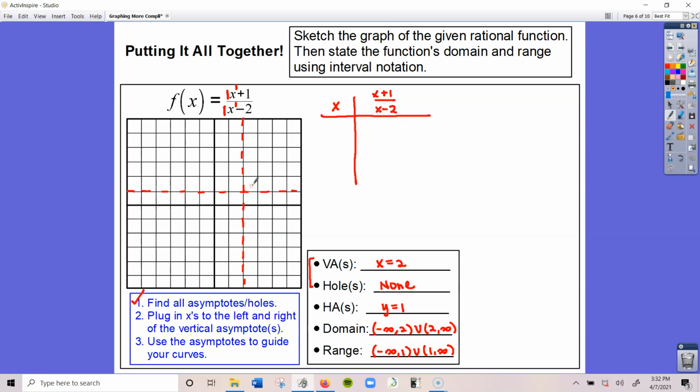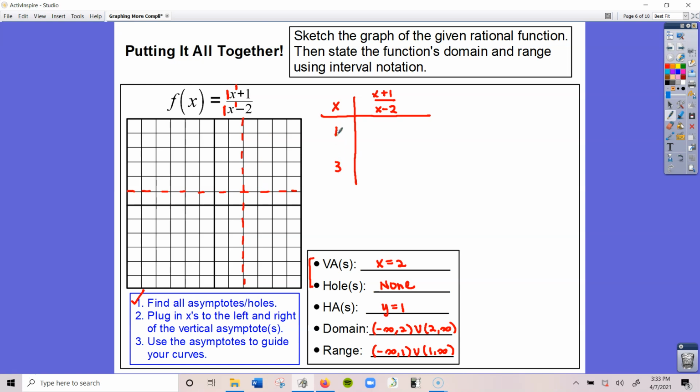You are going to choose an x value to the left of the vertical asymptote and an x value to the right of the vertical asymptote. So since my vertical asymptote is at 2, I would choose x is equal to 1 and x is equal to 3. You could have also used 0 or -1. You can use anything that is to the left of the vertical asymptote and anything that's to the right of the vertical asymptote. I just usually like to use the points that are directly next to it.